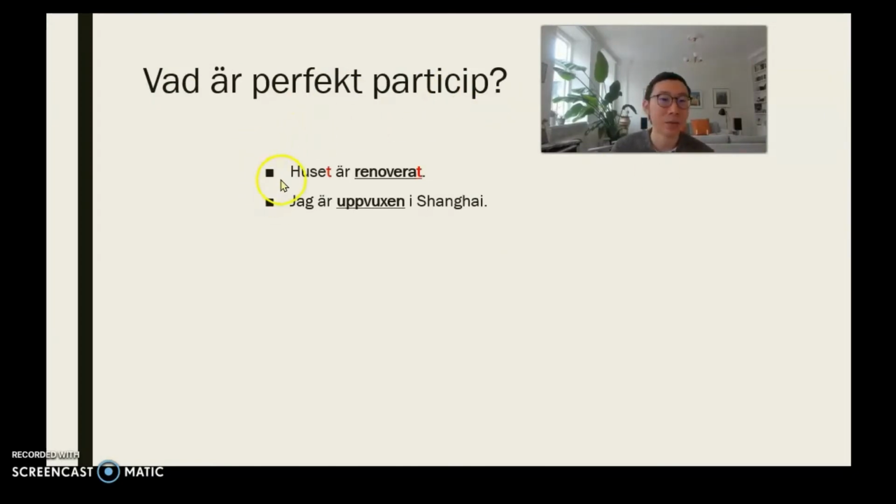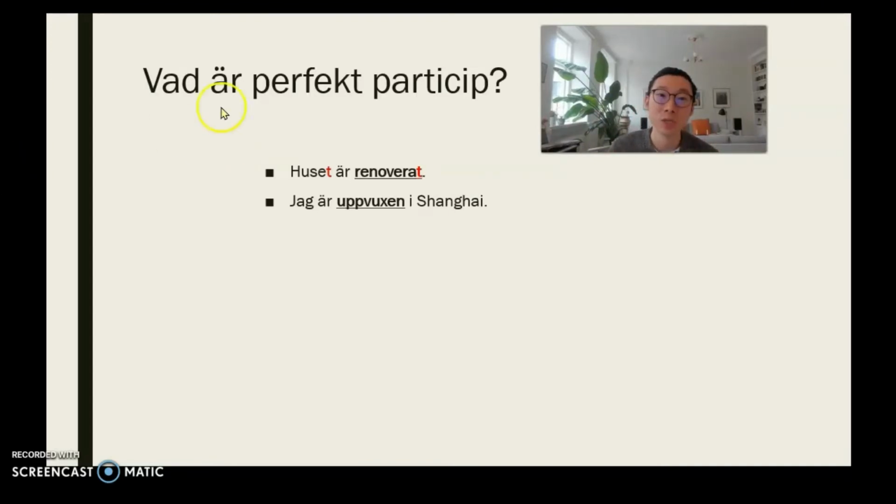Första exemplet, the first example, huset är renoverat. The house is renovated. So in English, the house is renovated. Renovated is now a participle. And in English, the form renovated actually reminds you about the past tense of renovate, right? So you're actually using the past tense to create an adjective in English. So in English, actually, this is called past participle. So past participle in English is a way to create adjective from a verb.